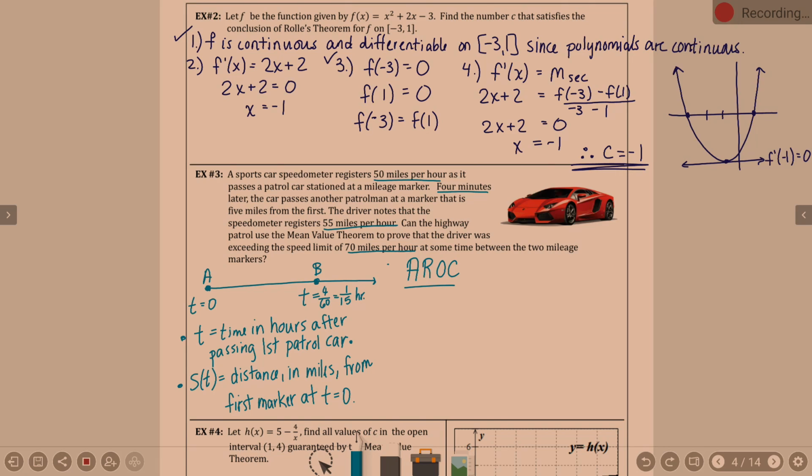Now, if we think about AROC, with AROC we use our two endpoints, yes? My endpoints that I have right now are t equals 0 and t equals 1/15. So in order to do AROC, remember it's y minus y over x minus x, I'm going to express this as s of 1/15 minus s of 0 over 1/15 minus 0.